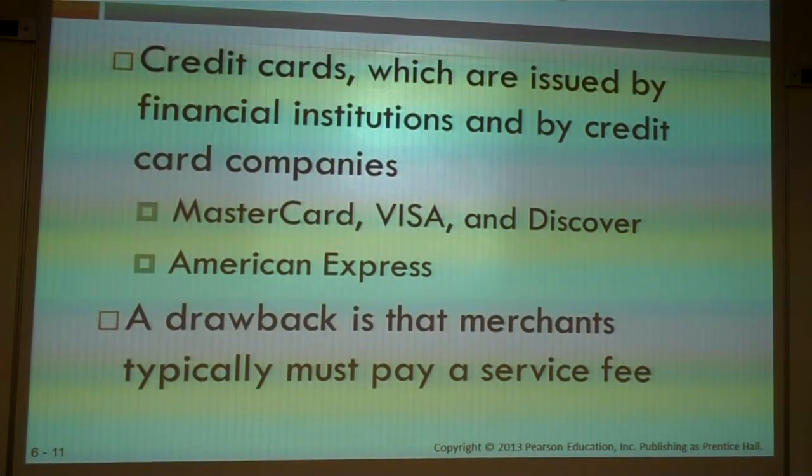Just a little bit more information on the credit cards. And the last comment down there is that the merchants usually do have to pay a fee. American Express is the highest one. And I think that's why a lot of places don't take American Express.